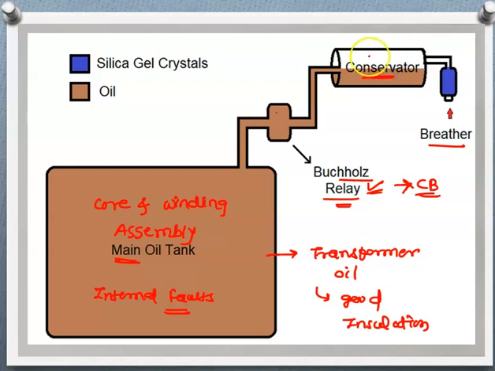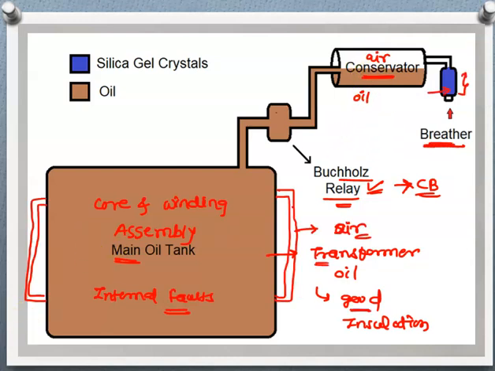The conservator is a drum placed above this oil tank, which consists of oil and some space for air. In summer season, when the oil expands, we have this extra space so that the extra oil can be stored in this conservator. Or in winter season, when the oil contracts, the volume of oil will decrease. We will have an empty space here, and that empty space can be filled with this extra oil. This is the function of this conservator.